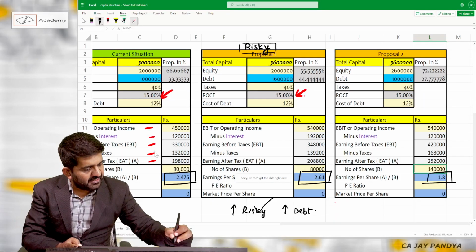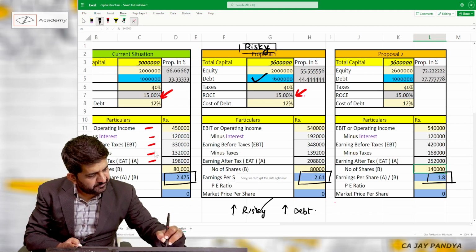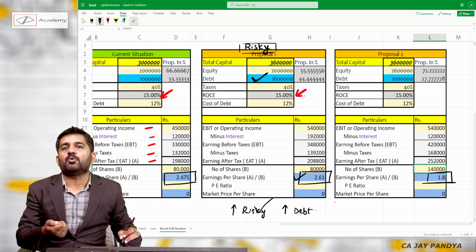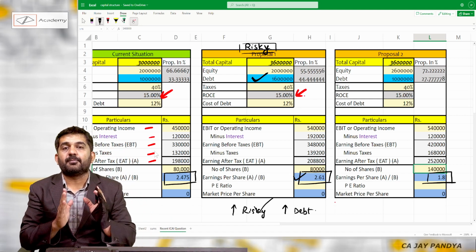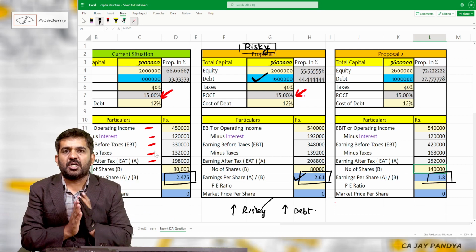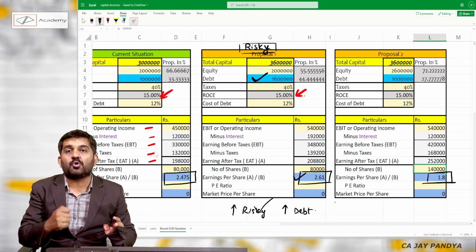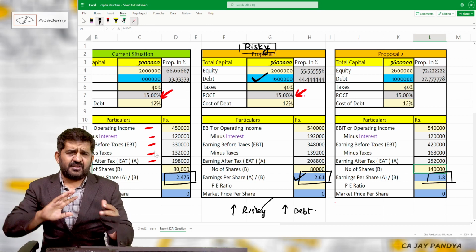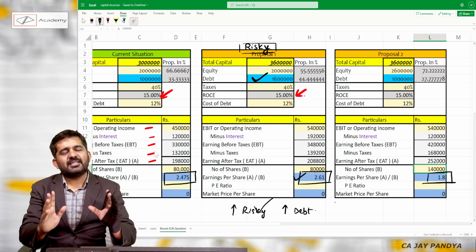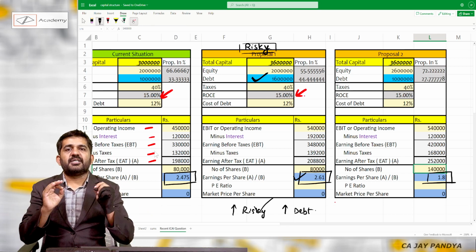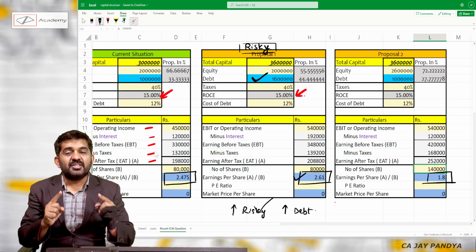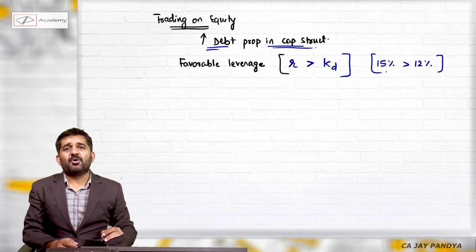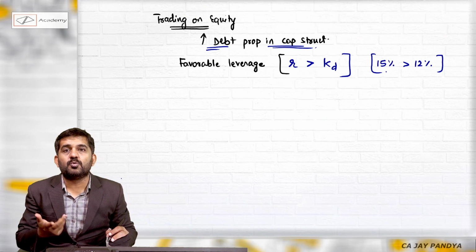In which option are we increasing the debt proportion in the capital structure? In proposal number 1. Believe me, EPS will be higher. Without calculating, I can say EPS will be higher in proposal number 1 as compared to proposal number 2. And with PE ratio constant, even MPS will be higher in proposal number 1. Yes, if there is a change in PE ratio because of risk, then the answer might change. But if PE ratio is constant, then even MPS will be higher in the situation with higher debt, whenever there is a favorable leverage. So this is trading on equity. You can always write this in your conclusion of your answer.